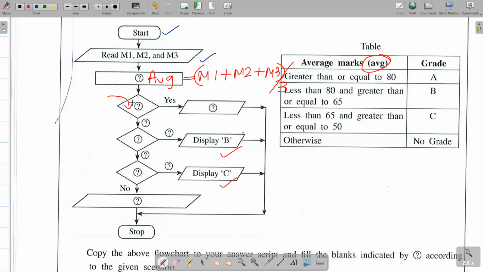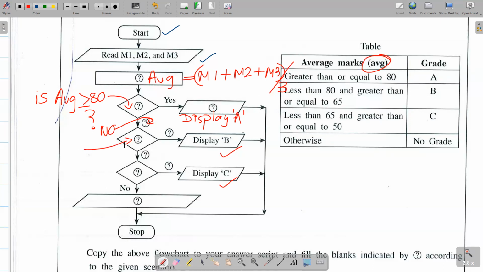Here you can say, is AVG greater than 80? Greater than or equal, because it says greater than or equals to 80. Then that's the question that needs to be asked. So if it is yes, then you have to say display A. And this, of course, is going to be the no word.